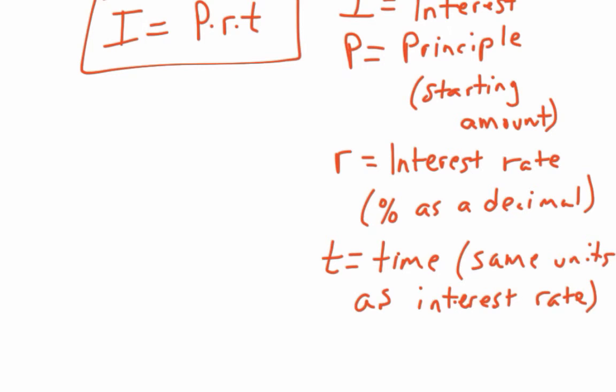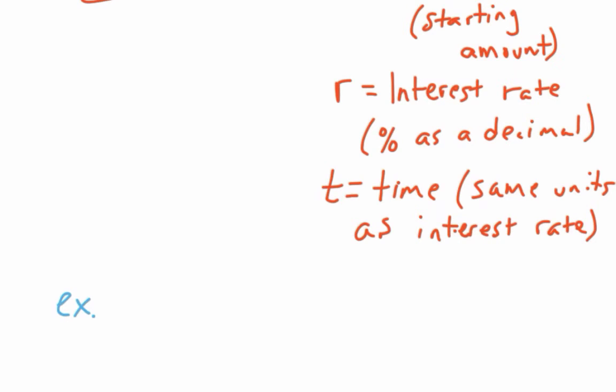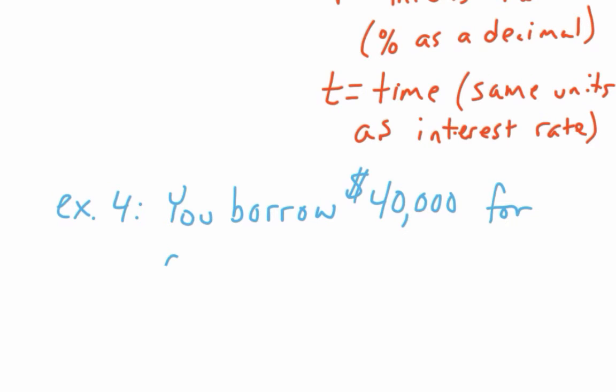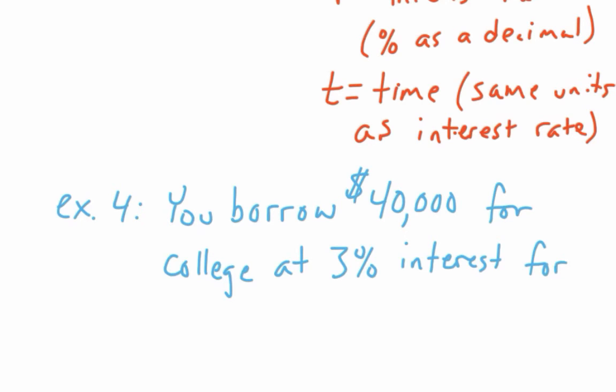And we'll do one example of this, then wrap things up. So example 4 we should be up to. I'm going to say you borrow $40,000 for college at 3% interest for 6 years. How much will you pay?